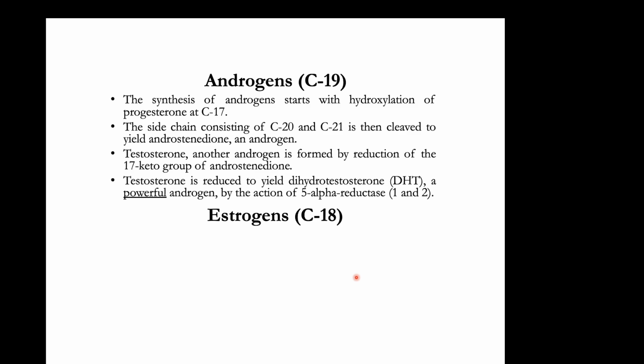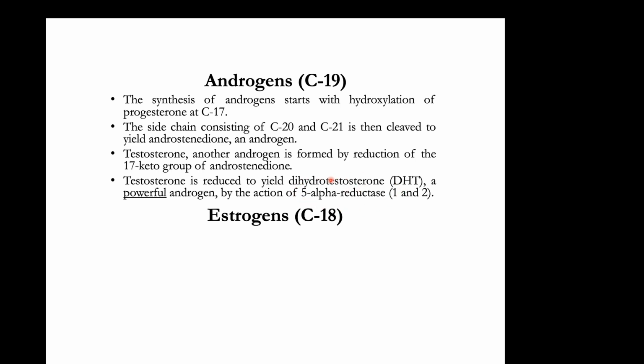So the first reaction we have already discussed, because this takes place in cortisol synthesis as well. In the next reaction there will be cleavage of one carbon, so that will form androstenedione, and then finally there will be reduction at the 17 keto group, and that will lead to synthesis of testosterone. Testosterone will lead to synthesis of dihydrotestosterone, that is even more powerful than testosterone, by the enzyme 5-alpha reductase.